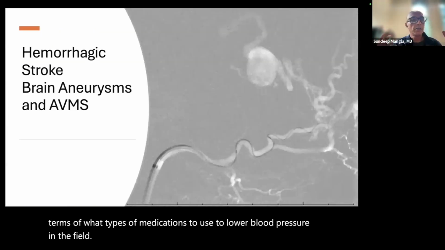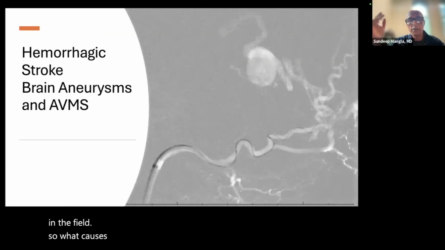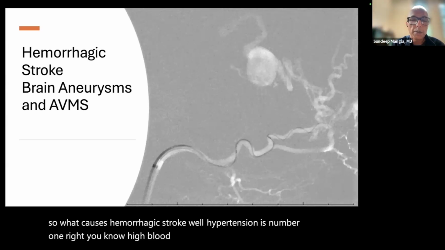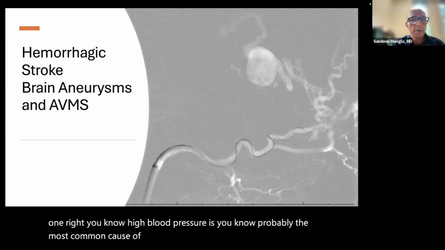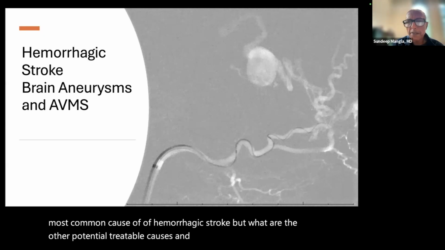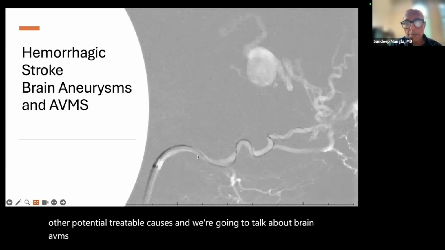So what causes hemorrhagic stroke? Well, hypertension is number one, right? High blood pressure is probably the most common cause of hemorrhagic stroke. But what are the other potential treatable causes? And we're going to talk about brain AVMs, of which this is an example.